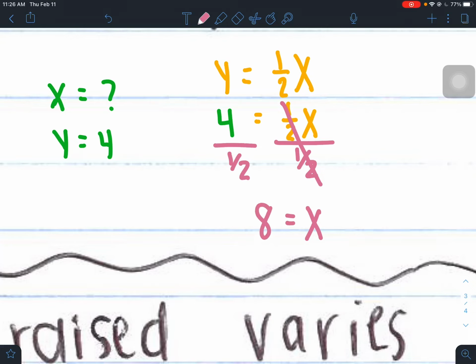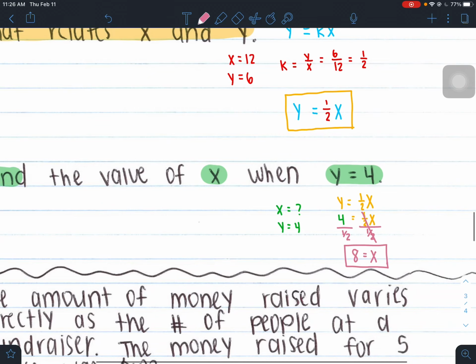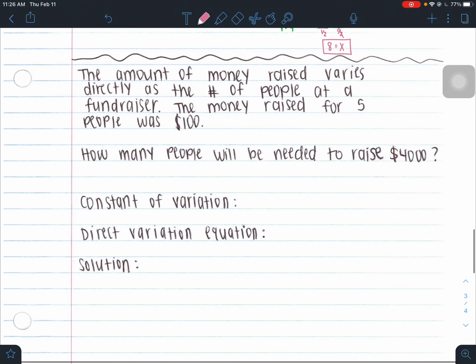I know that seems kind of weird, but I can explain if you're really curious. 4 times a half is 2. 4 divided by a half is 8. So it's actually doubling. Did we answer the question? Did we find x when y was 4? Yes, we solved for the value of x.